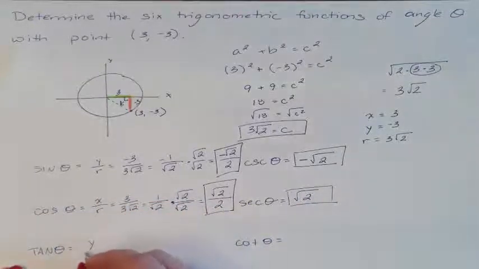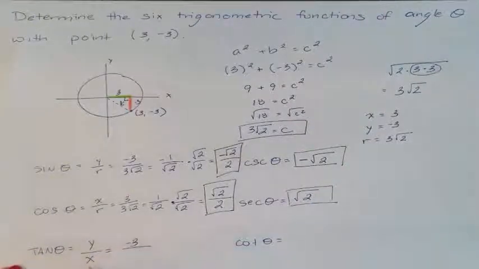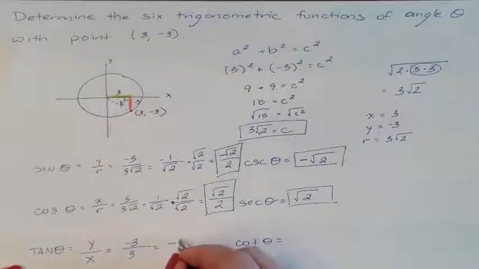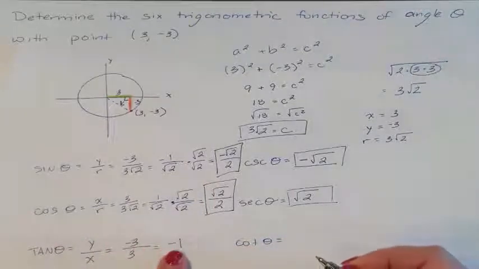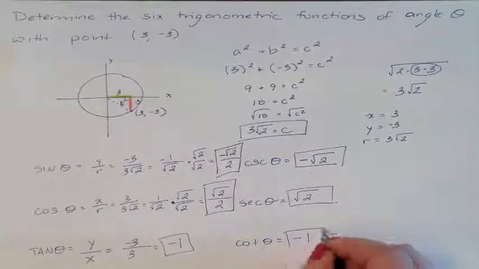Tangent. Tangent is y divided by x. My y is negative 3. My x is 3. Negative 3 divided by 3 is a negative 1. If you flip that fraction, you would still get a negative 1. So this is tangent, and this is cotangent.